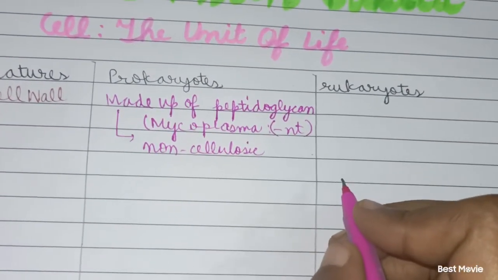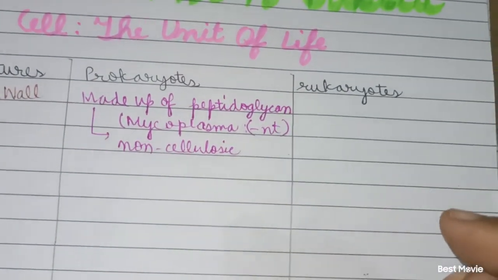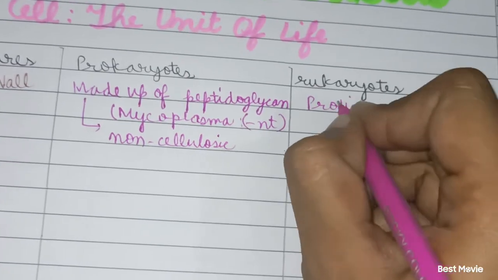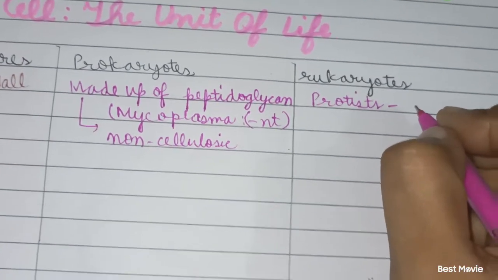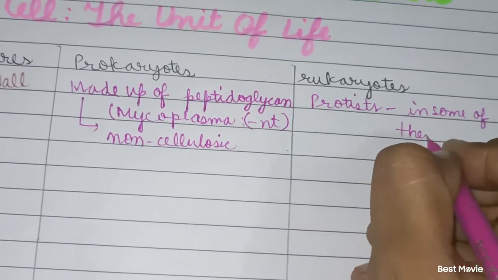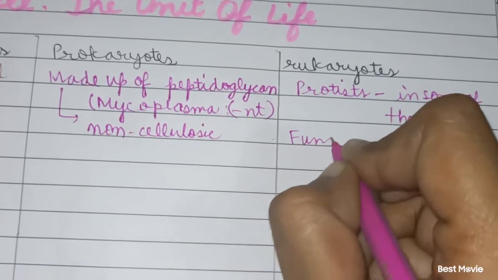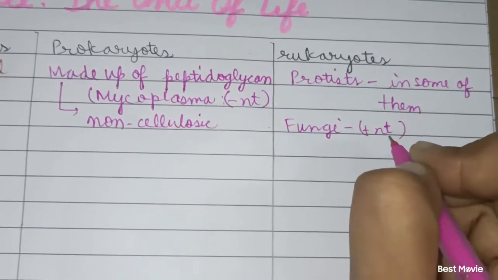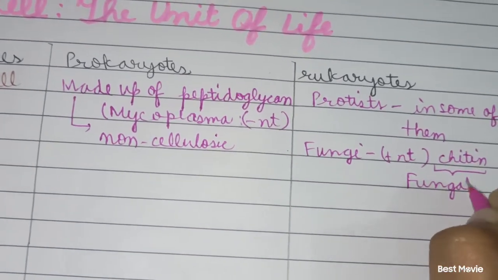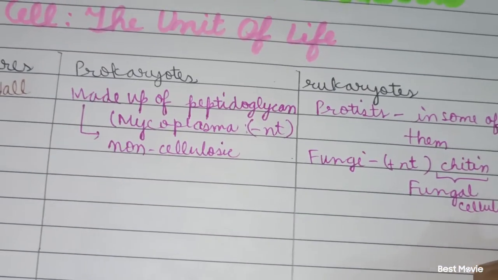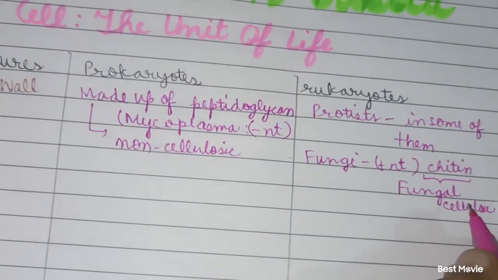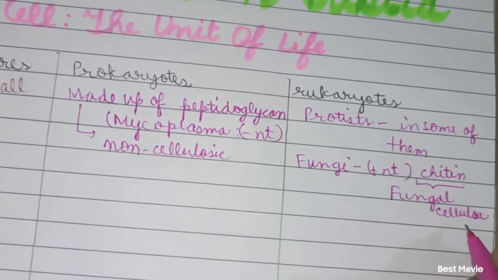Then in eukaryotes we have different materials used for different kinds of cell walls. So first of all we have protists. In some of the protists, cell wall is present with different compositions. In fungi it is present, where it is called chitin. It is composed of chitin, and chitin is called fungal cellulose. It is due to the special property of chitin to comprise the cell wall of fungi, because in plant cells cellulose is the composition of the cell wall. So in fungi we call chitin fungal cellulose.